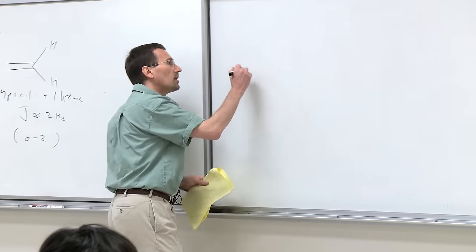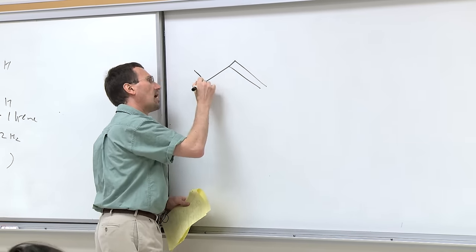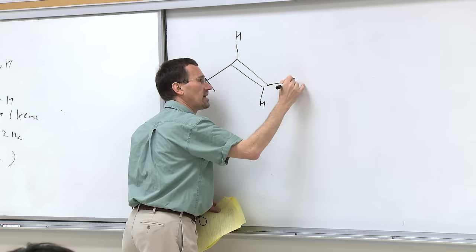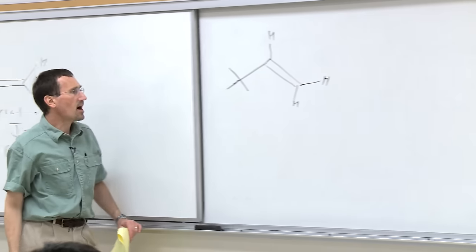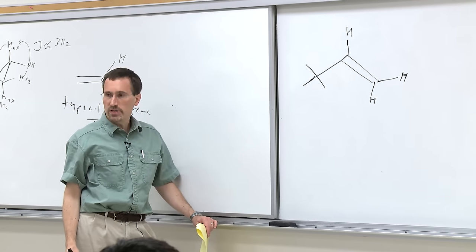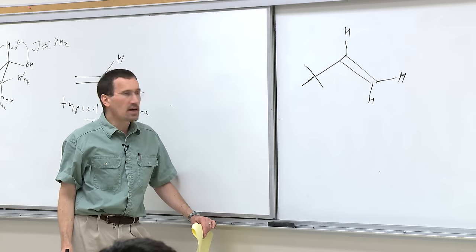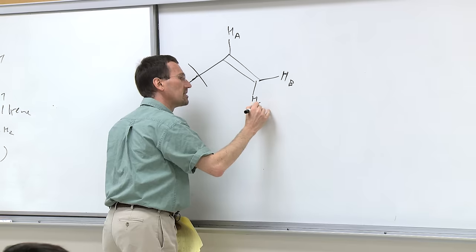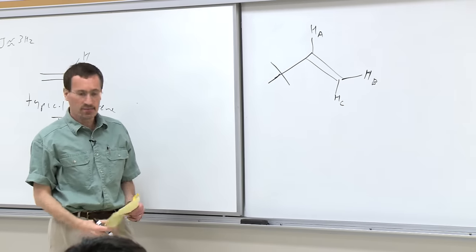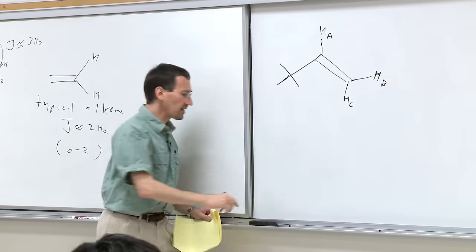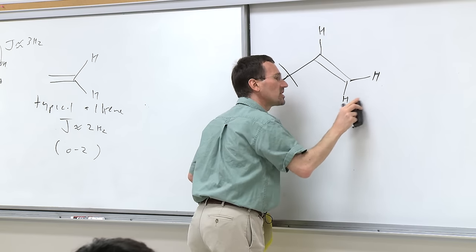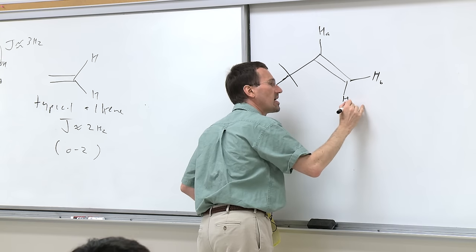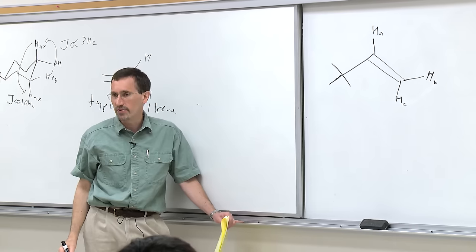So let's take a look at an example of tert-butyl ethylene, or perhaps to give it a better name, 3,3-dimethyl-1-butene. And let's label our hydrogens A, B, and C, giving them three names so that we can tell what we'd expect to see. Since I use capital letters for the names of coupling patterns, I'm going to use lowercase: HA, HB, HC, to avoid confusion.